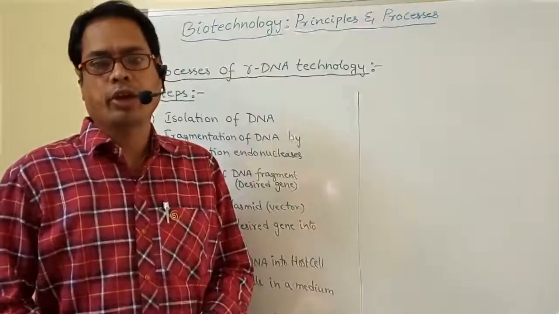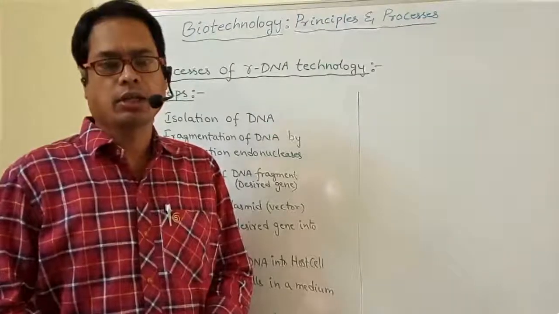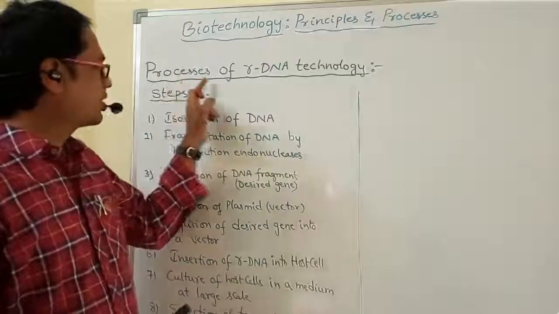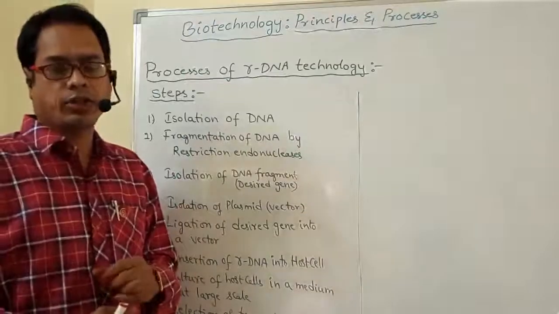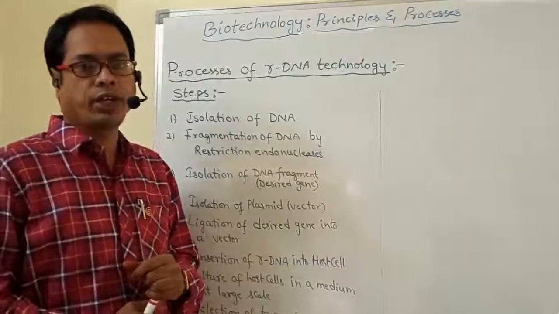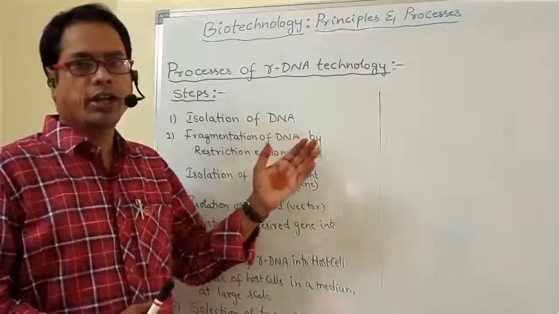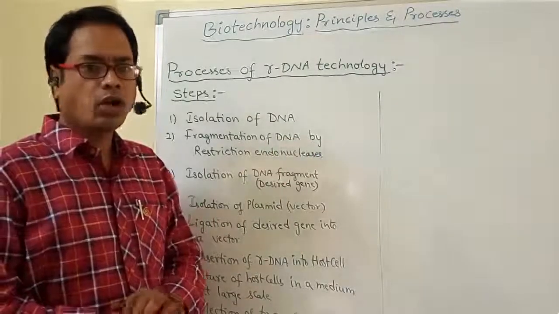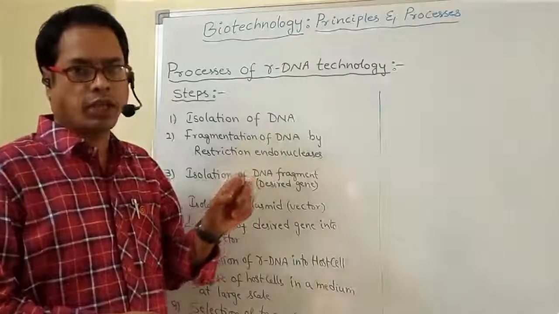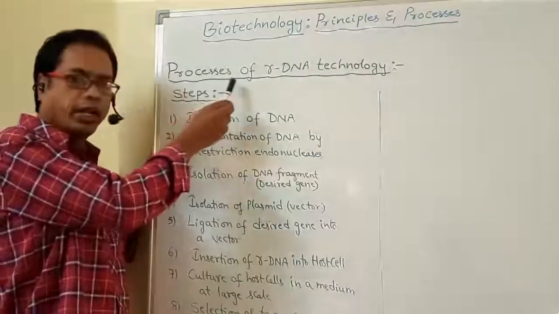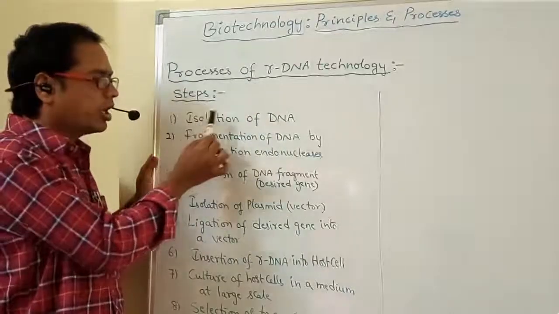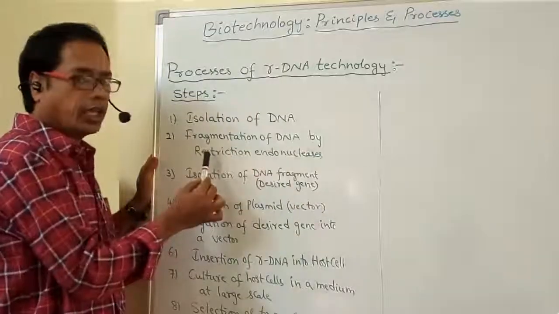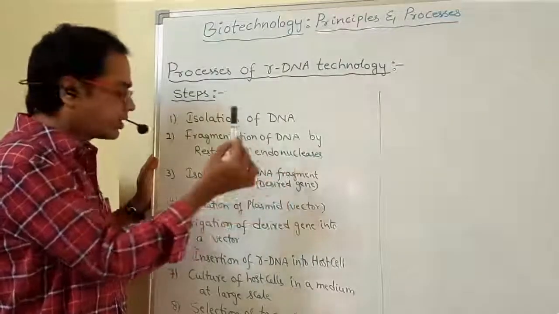Today I am going to explain a new topic called process of rDNA technology. What are the steps involved in it? How will rDNA technology be done? rDNA technology means recombinant DNA technology. The steps involved in rDNA technology are isolation of DNA, and fragmentation of DNA by restriction endonucleases.